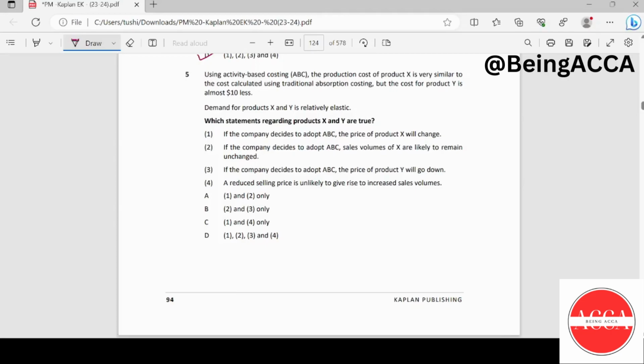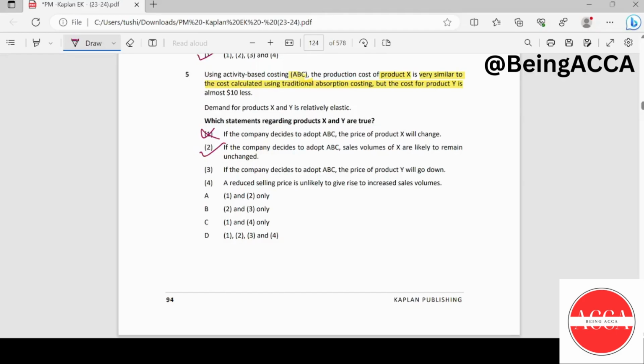If the company decides to adopt ABC, the price of product X will change. So the question is already telling us that using ABC, the production cost is very similar to the traditional absorption costing. So the price will not change. This statement is wrong. If the company decides to adopt ABC, sales volume of X is likely to remain unchanged. Now this is true because if the price of the product will not change, the demand will also remain the same. So it is unlikely to change.